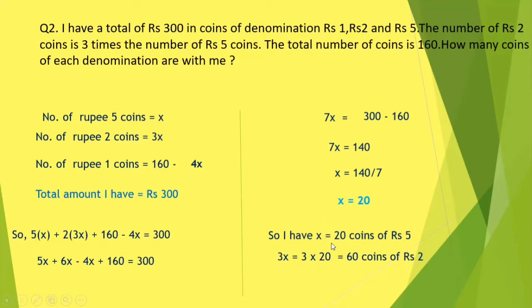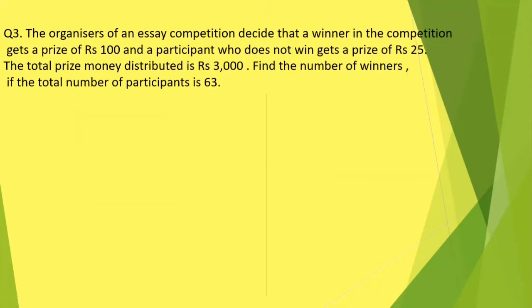The total of 5 rupee and 2 rupee coins is now 80 and the total number of coins is 160. So 1 rupee coins will be 160 minus 80, that is 80 coins of rupees 1. Got it? Watch again to understand it better. One more question with the denomination again.